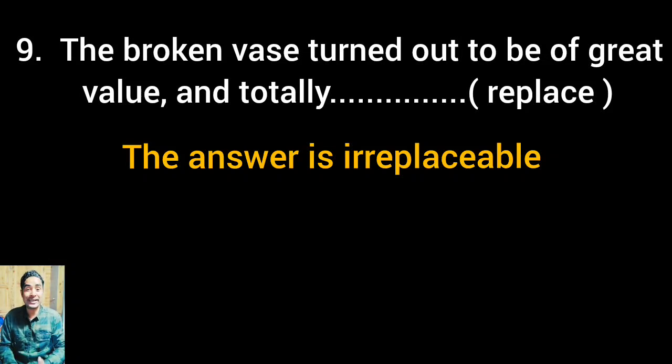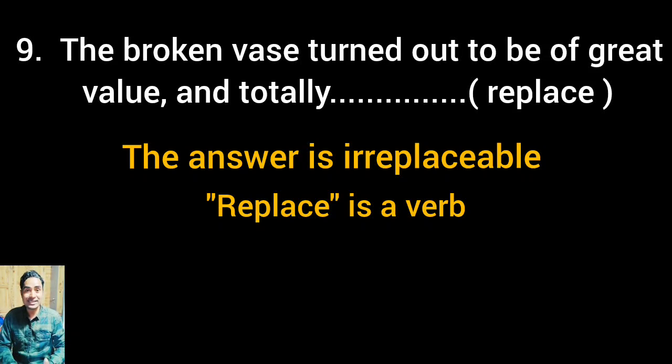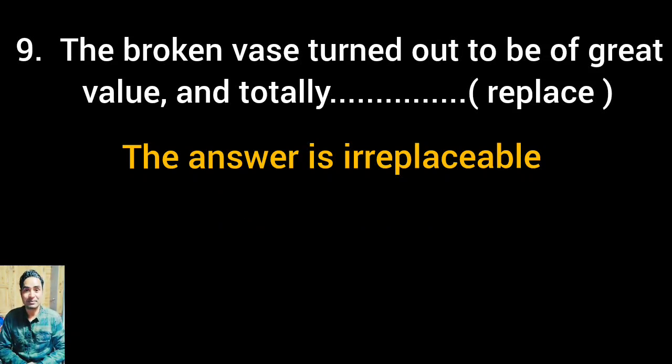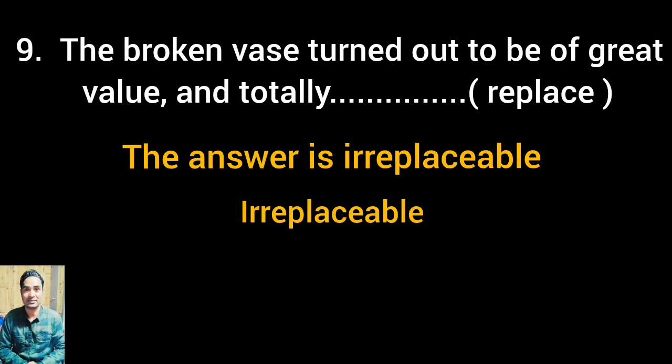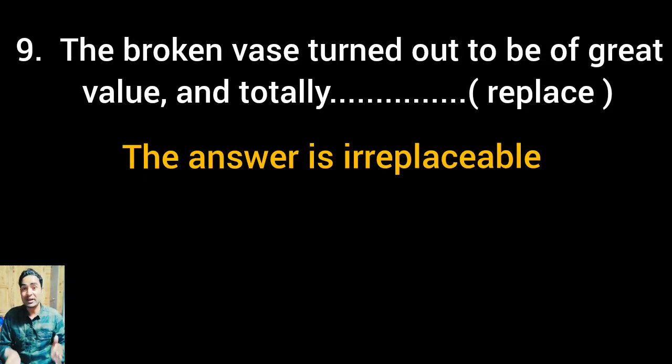Guys, point to be noted, we need an adjective over here. Replace is a verb. What is the adjective form of replace? It's replaceable. Replaceable is a positive adjective. We need here a negative adjective, that is irreplaceable. Why? Are you confused? The vase has great value. It cannot be replaced. So we need a negative adjective, that is irreplaceable. Let's move on to the next question.